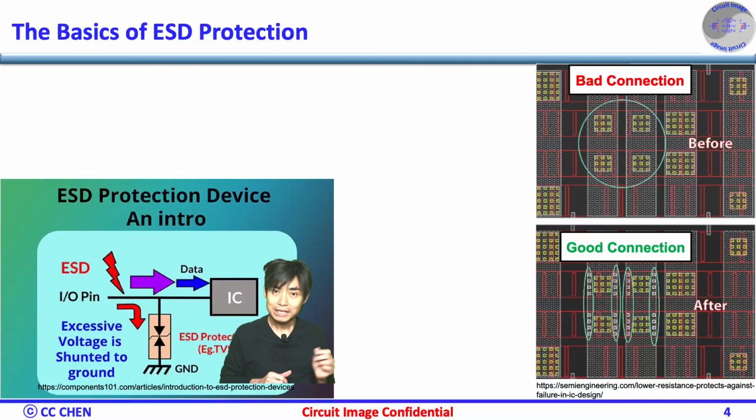ESD protection is about controlling where the energy goes. Instead of damaging sensitive circuits, we redirect it safely. We use diodes, resistors, clamps, and layout techniques to provide a low impedance path for the surge to dissipate. Think of it like a lightning rod for your circuit. It takes the heat, so your design doesn't. ESD structures help safely discharge excess energy away from the critical components.